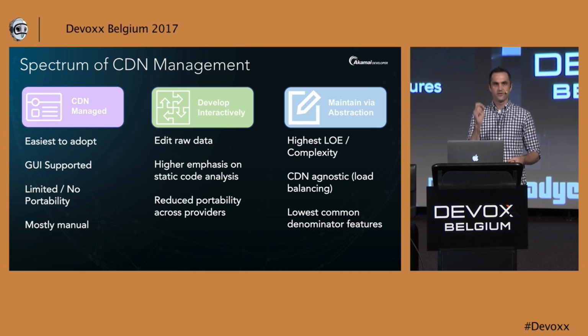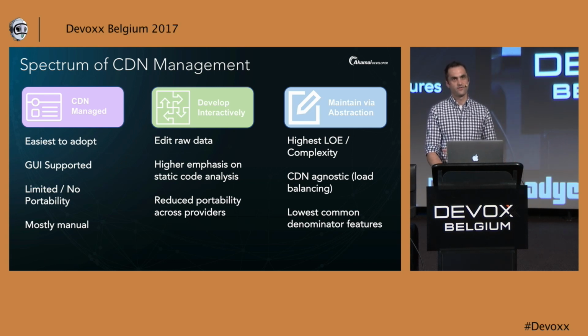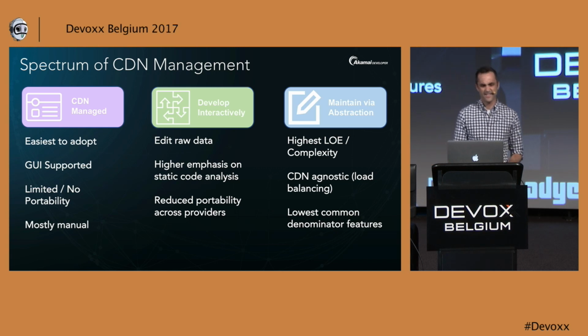Because since you're not using the internal tools to make modifications to these artifacts, you could be introducing really malformed behaviors or structures, right? It also reduces the portability across various CDN providers. So if you need to change CDNs, this could be very difficult. And lastly, what we've seen, which is actually kind of interesting, is maintaining CDN behaviors via abstraction, right?